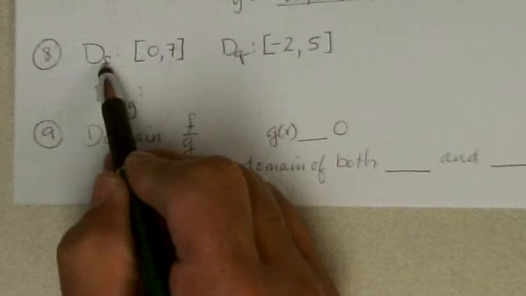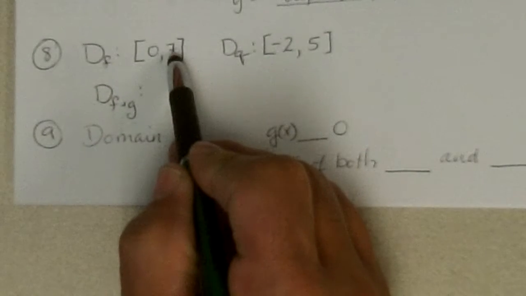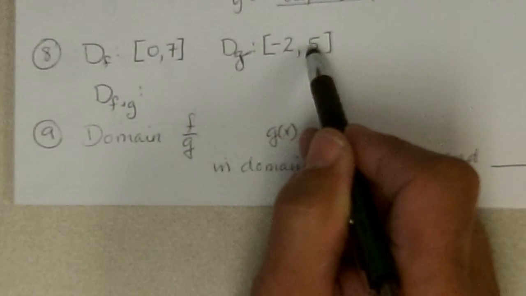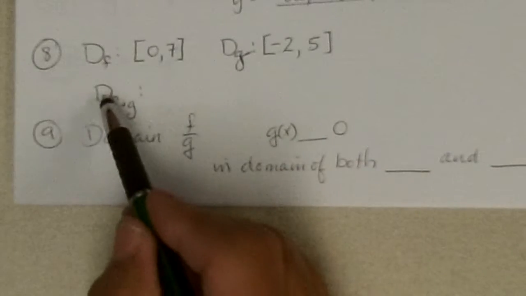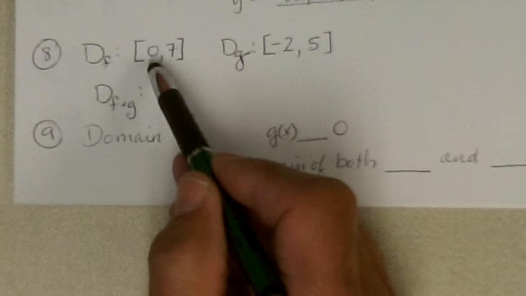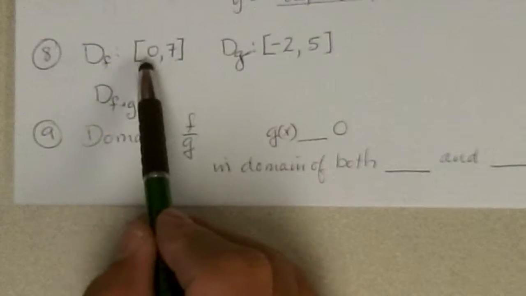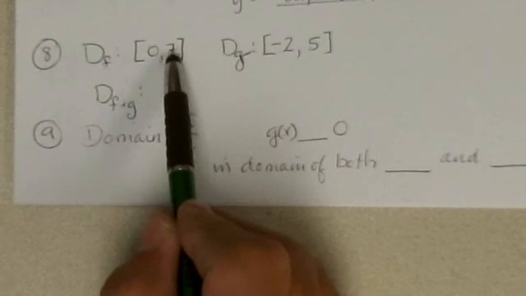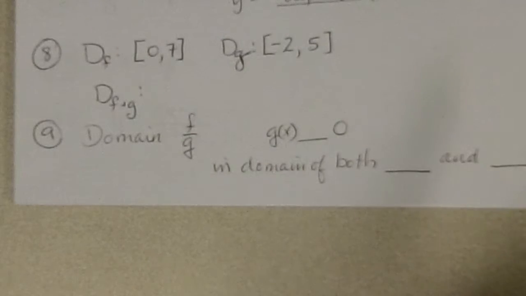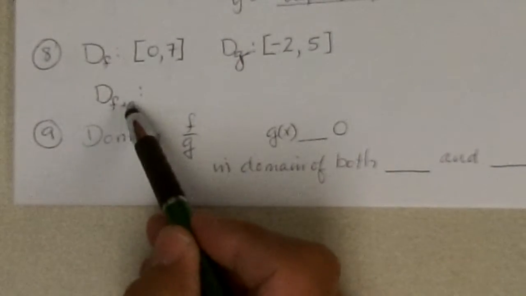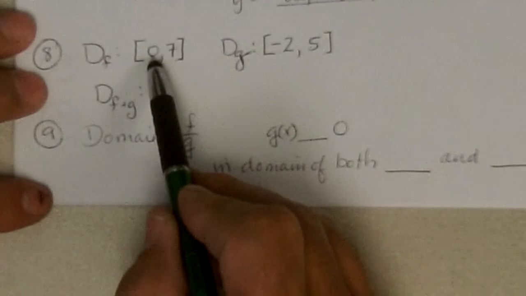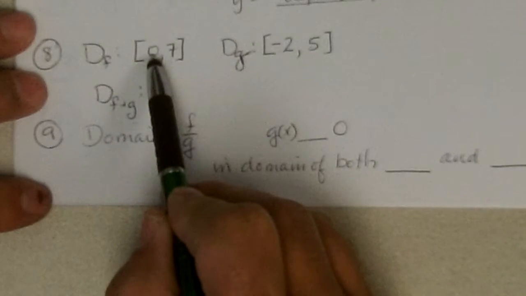So if f has a domain from 0 to 7 inclusive, and g has a domain of negative 2 to 5 inclusive, then the domain of f and g, well, to do f plus g, we have to be able to figure out what f is of it and g is of it. Now, we only know how to do f from 0 to 7 inclusive. We only know how to do g from minus 2 to 5, but we have to be able to know how to do f and g.